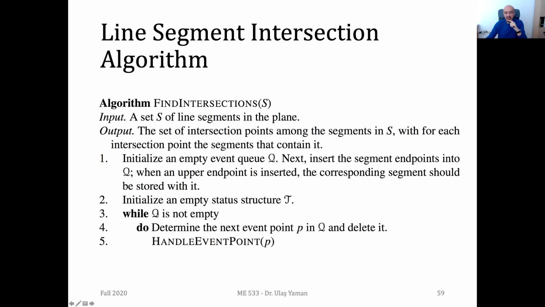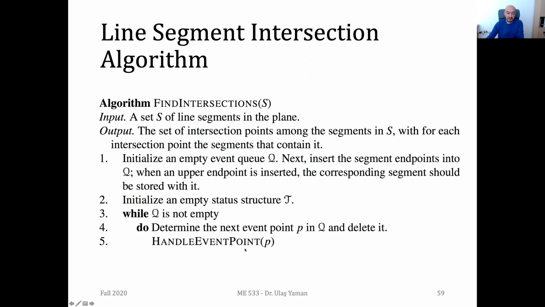And then we simply check our event queue. If the event queue is not empty, then we get the next event from the event queue, erase it, and handle that event point. This is the summary of what we are going to do. But while handling these event points, we may be updating the queue data structure, since we may come up with new event points. These should be intersection points, and we need to add them into our Q data structure.